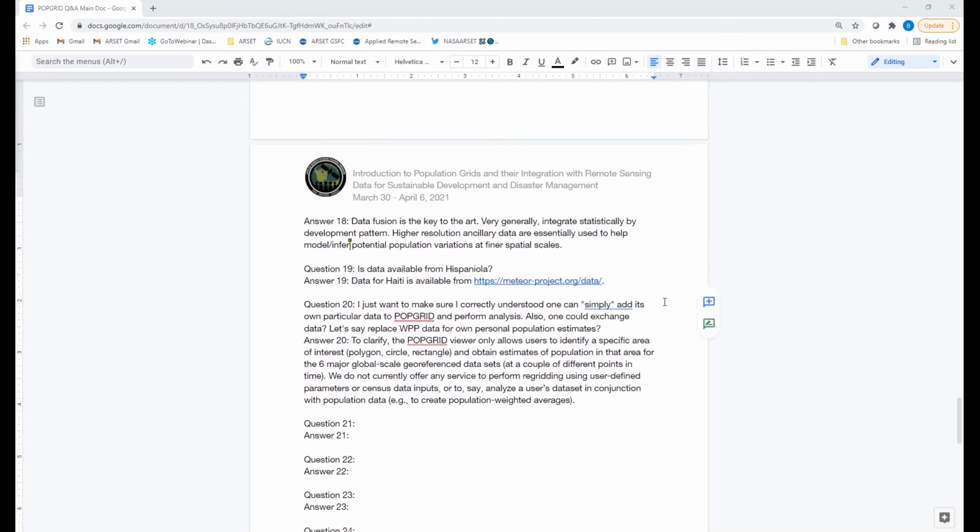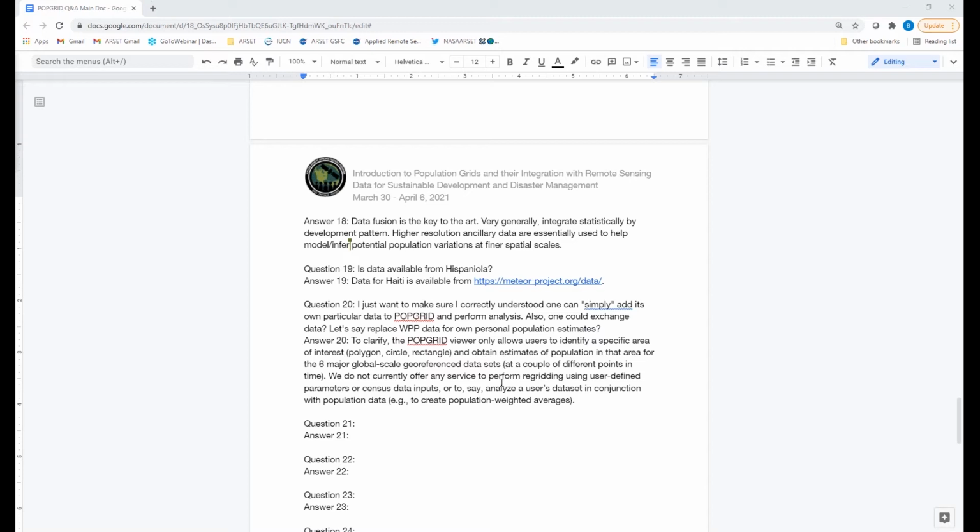Great, thank you. So we have 2 questions left. I think we can get through this one. Number 19: is there data available for the island of Haiti? It looks like the link here to the Meteor project is here, and that there is data available. So I'll just move on to question 10.